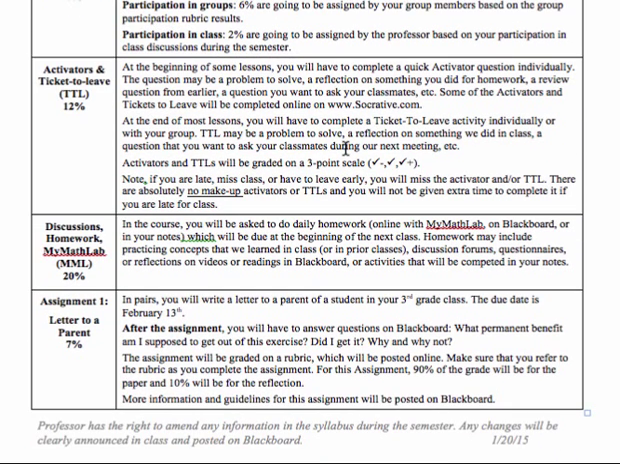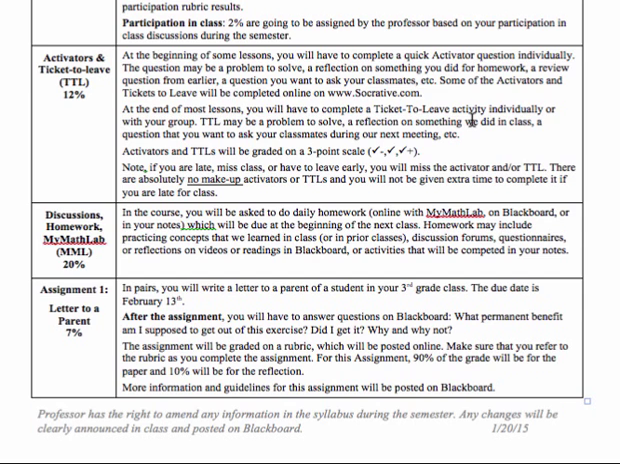Activators and tickets to leave are going to happen every day, either at the beginning of class, which will be an activator, or at the end of class. And sometimes they will be in paper and pencil. Sometimes they'll be on Socrative.com. They're graded as a check, check plus, check minus.